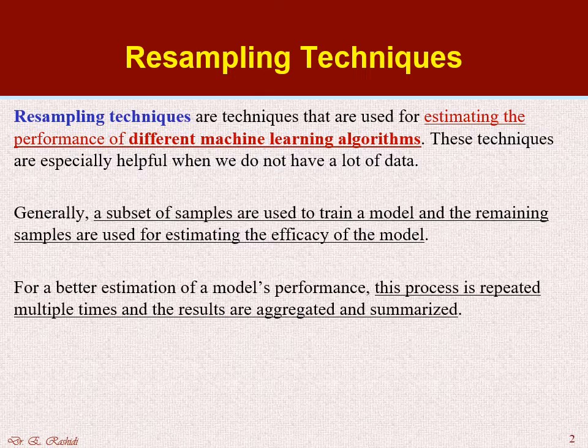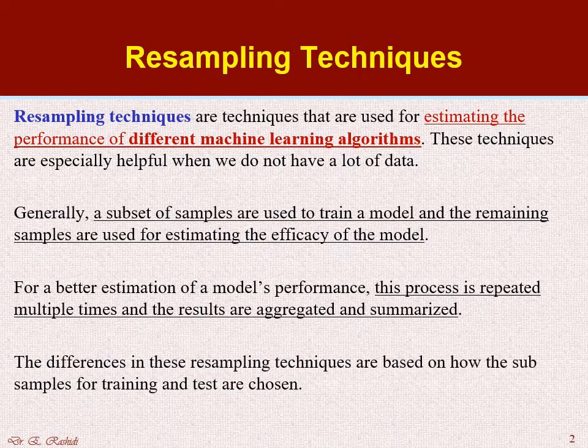For a better estimation of a model's performance, this process is repeated multiple times and the results are aggregated and summarized. The differences in these resampling techniques are based on how the subsamples for training and test are chosen.